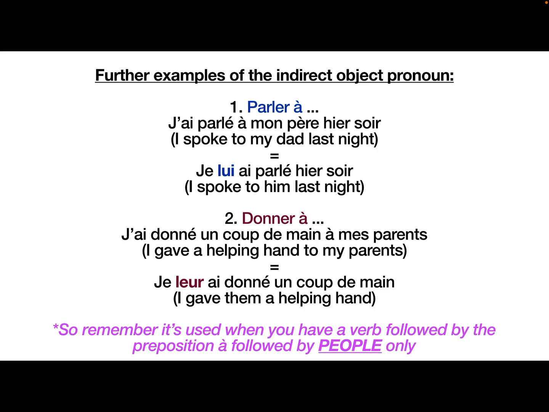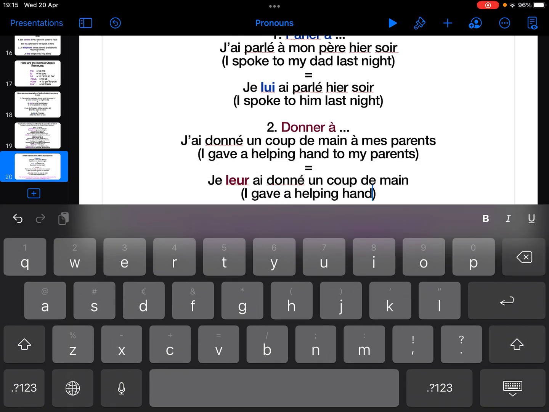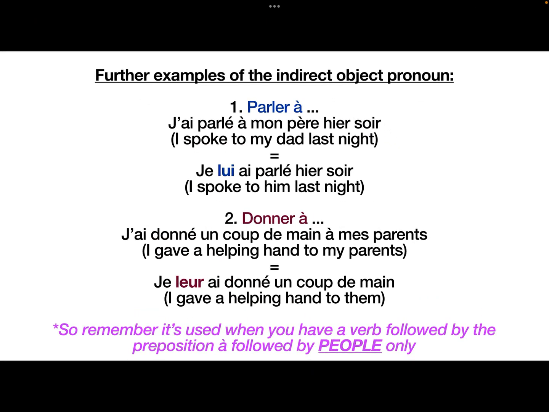Okay? Donner à, to give to. J'ai donné un coup de main à mes parents. I gave a helping hand to my parents. So I gave a helping hand to them. I'm just going to replace that there to make it easier. So I'm replacing to my parents, à mes parents, with to them. Okay, so I drop à mes parents and I replace it with to them, which is leur. And obviously if the sentence is in the past tense, put it before the helping verb avoir. So je leur ai donné un coup de main.